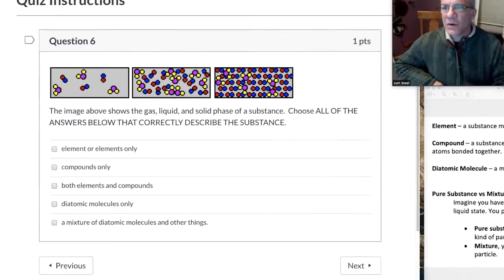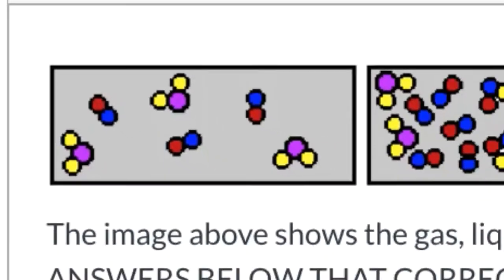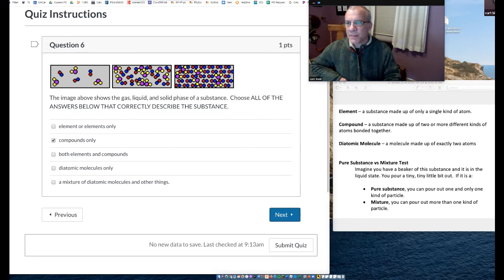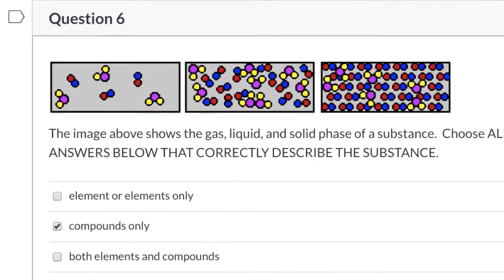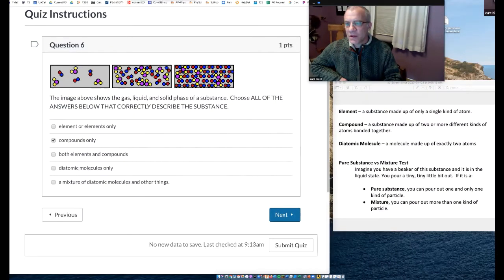What do I have here? Element or elements only? No, both of these are compounds. This is compounds only. Remember, a compound is a substance made up of two or more different kinds of atoms bonded together. Is it diatomic molecules only? No, this is a diatomic molecule, but this is not. So it is a mixture. That's question 6.